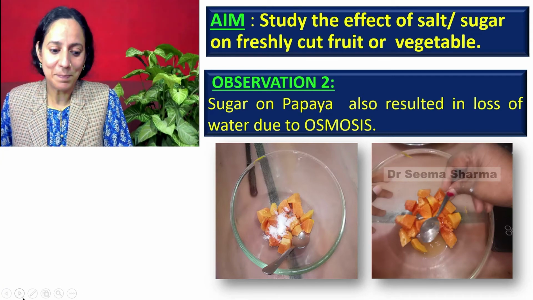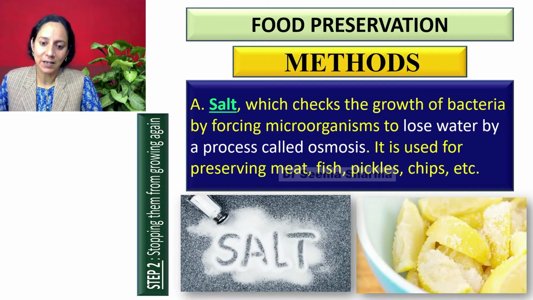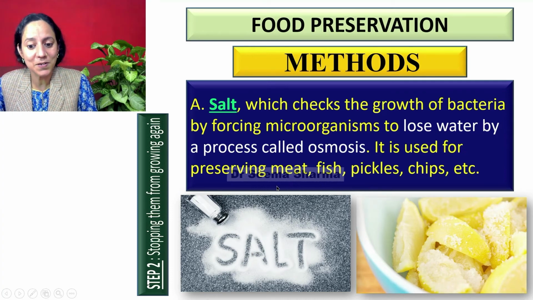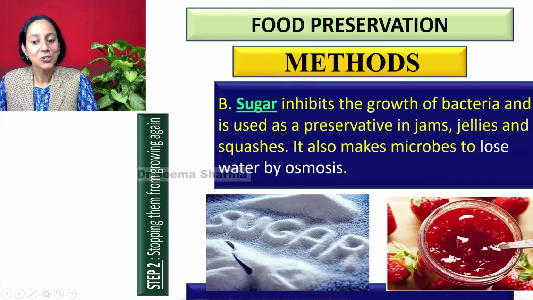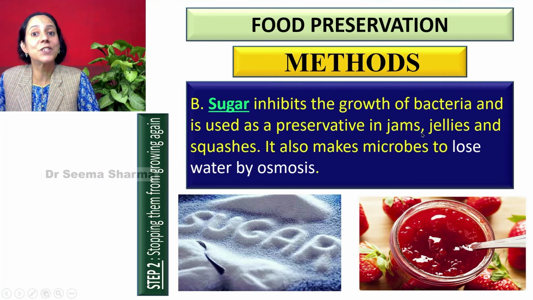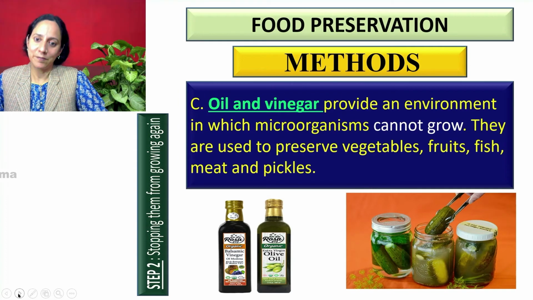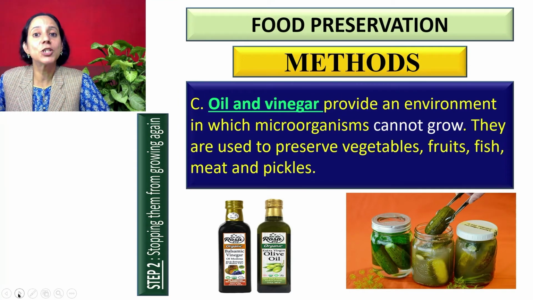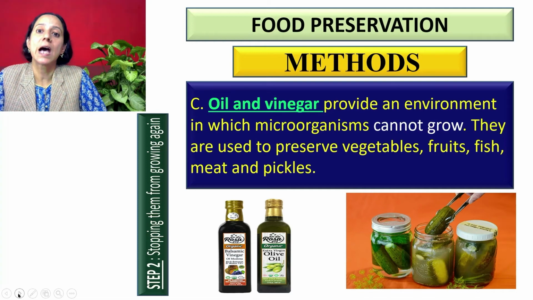So this principle is utilized in a number of commercial products to check the growth of bacteria and other fungal organisms, and it helps in preservation of meat, fish, pickle, chips, etc. Similarly, sugar. It inhibits the growth of bacteria and it is used as a preservative in jams, jellies and squashes. It also makes microbes lose water by osmosis. Next is oil and vinegar. They provide an environment in which microorganisms cannot grow. They are used to preserve vegetables, fruits, fish, meat and pickles.